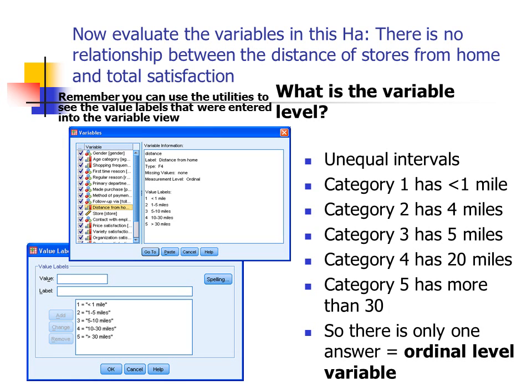So the next thing we do is we look at this hypothesis. There's no relationship between the distance of stores from home. Okay, that's stated as a null hypothesis. There's no relationship. And I want to know about the variable of distance from home.